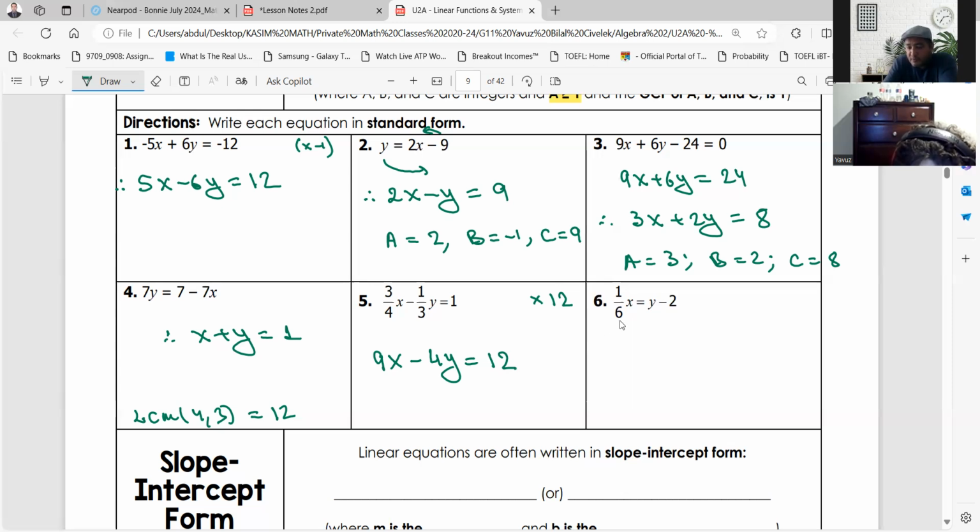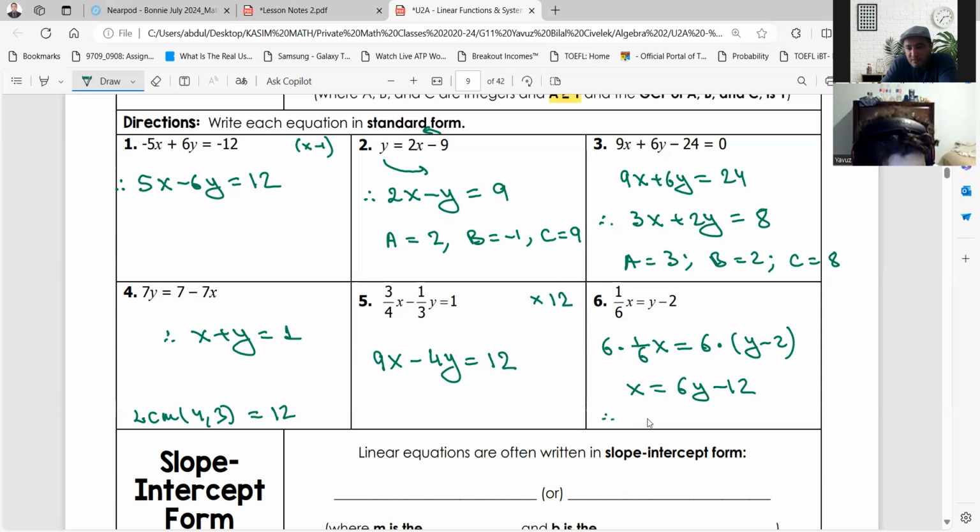So here we have 1 over 6, right? So how do we change this into an integer? You multiply by 6, right? Here we have 6 times 1 over 6x. On the right hand side, 6 times y minus 2. And now here we have x. On the right hand side, we have 6y minus 12, right? So now we need to write in standard form, move y to the left hand side. So x minus 6y is equal to negative 12.